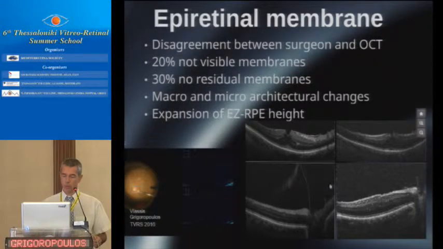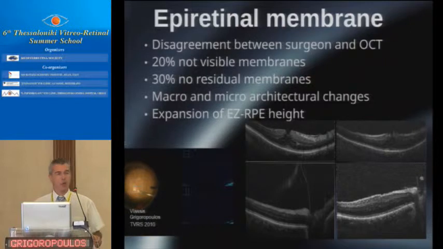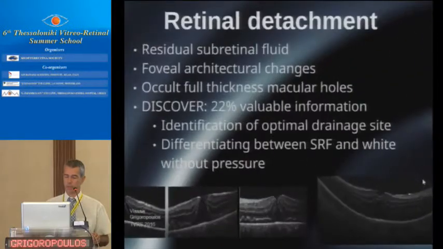Or in cases where you can see easily that you have removed all the vitreous from the retina, as in the picture down. Also, the intraoperative OCT showed macro and micro architectural changes, and also showed that as you peel off the membrane, immediately you see the expansion in height of the complex ellipsoid zone and RPE. You see it during surgery, and that's good for the prognosis of those cases.